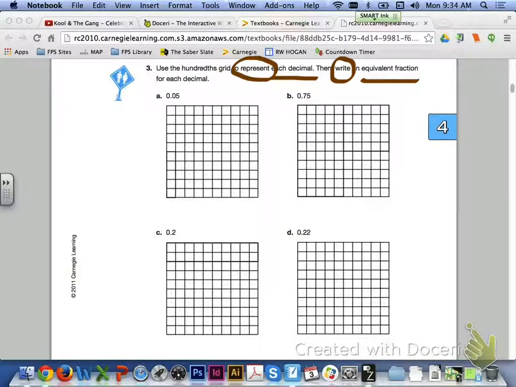Let's turn to page 231 and take a look at number 3 now. What I would like you to do is use the hundredths grid to represent each decimal, then write an equivalent fraction for each decimal. So go ahead and do A through D again with your group members. I'll give you a couple minutes.